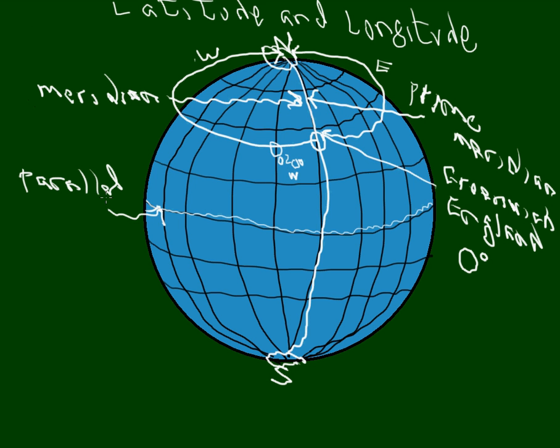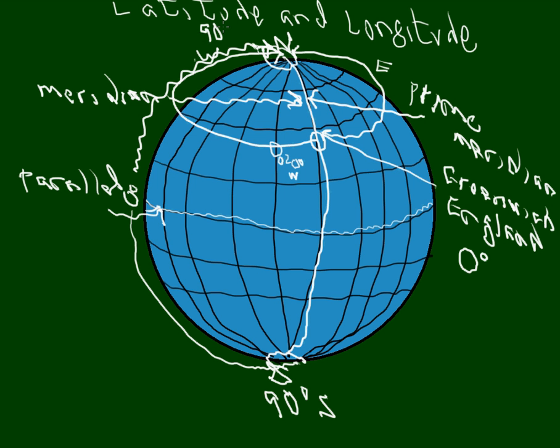Latitude, on the other hand, starts at the equator, and this latitude line that I've highlighted here is the equator. It starts at the equator and runs all the way down to the South Pole, where the latitude is 90 degrees south. And it also runs all the way up to the North Pole, where the latitude is 90 degrees north. So latitude runs from 0 to 90 degrees, either north or south, and longitude runs 0 to 180 degrees, either east or west.